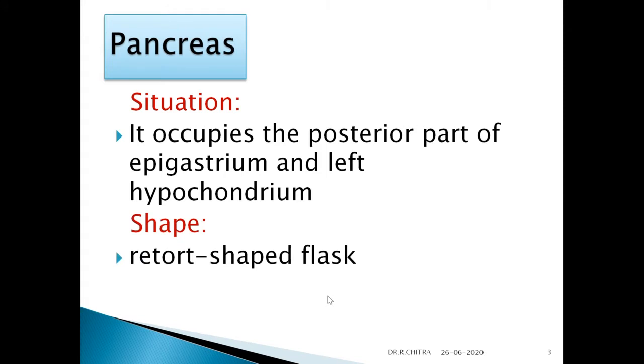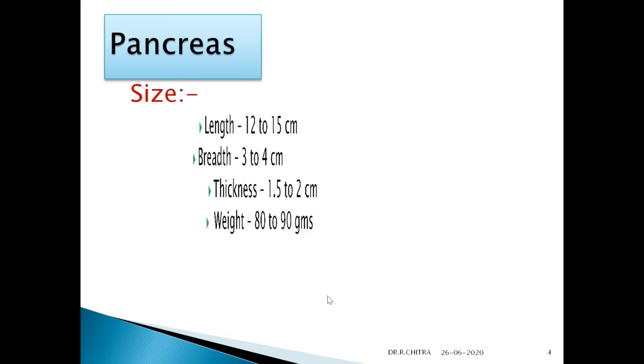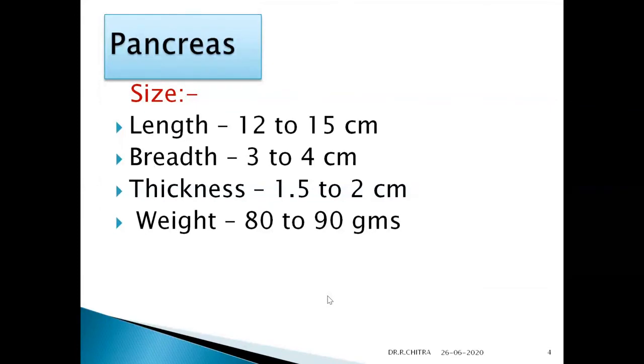Shape of the pancreas: it is retort shaped, so that the bowl of the retort represents the head of the pancreas. Length is 12 to 15 centimeter, breadth is 3 to 4 centimeter, thickness is 1.5 to 2 centimeter, and its approximate weight is 80 grams.